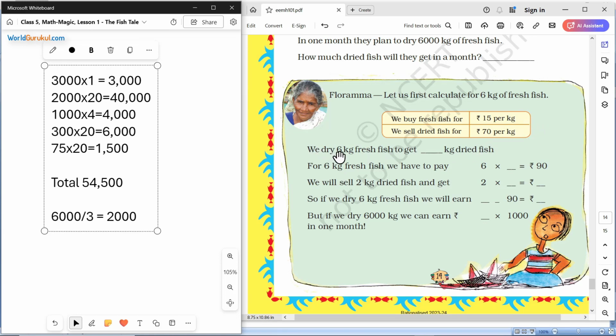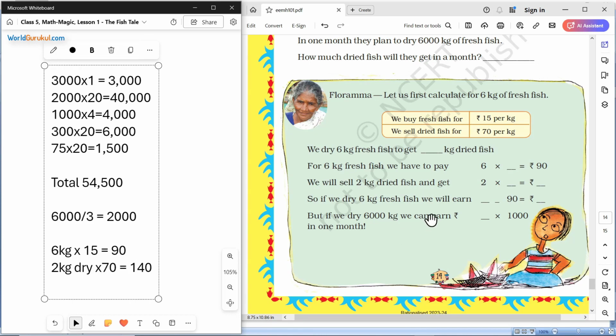So we dry 6 kg of fresh fish to get how much dry fish? 1/3, right? 6 kg, you will get 2 kg. 6 kg will cost how much? 15 rupees per kilo, right? So that's going to be 90. And 2 kg dry, if you sell, how much will you get? 70. 2 multiplied by 70 is 140.